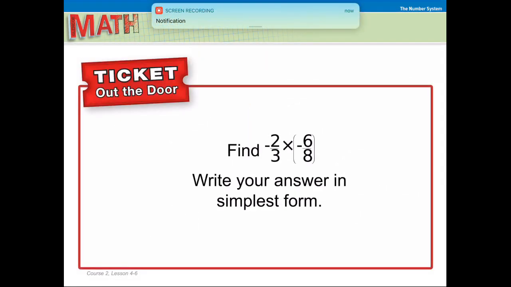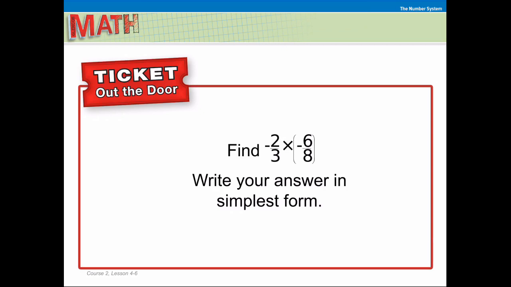So I hope that helps you out. I have a problem for you to think about. Negative 2/3 times negative 6/8. Can you do that one? We'll see.